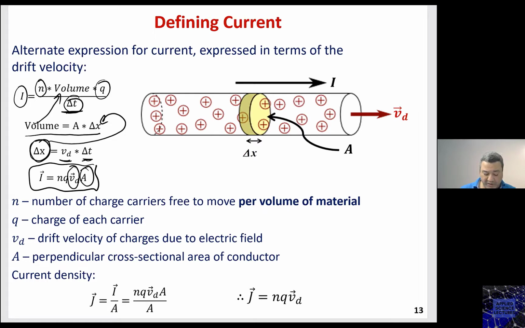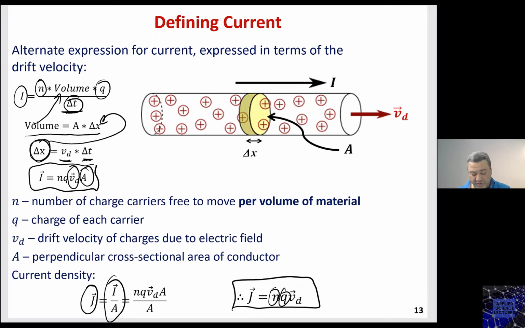Now, if you want to calculate the current density, you have to divide by the cross section of the wire. This way, you have the current density of the charges flowing in this conductor. So this will be I divided by A, and in this case it will be N Q V_D, which is N times Q times the drift velocity.